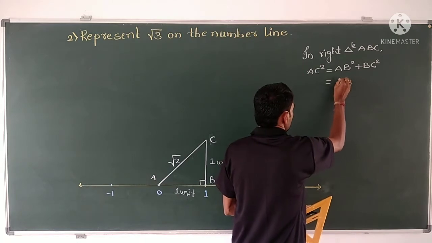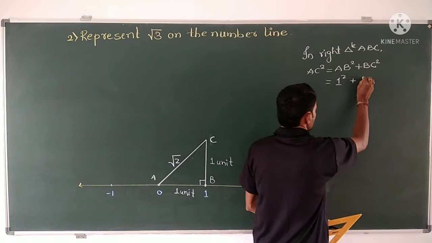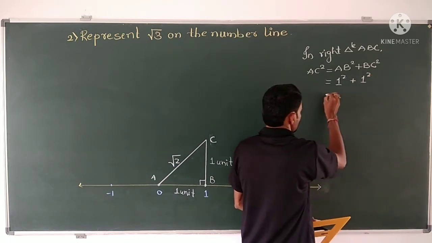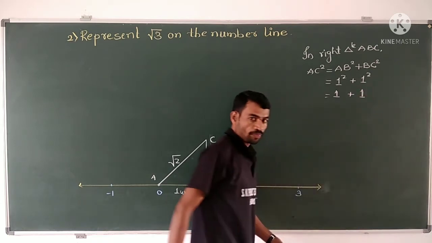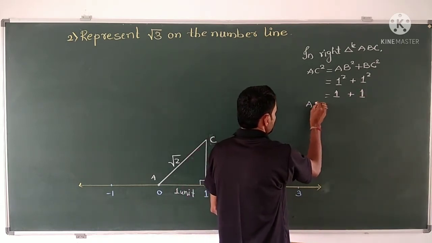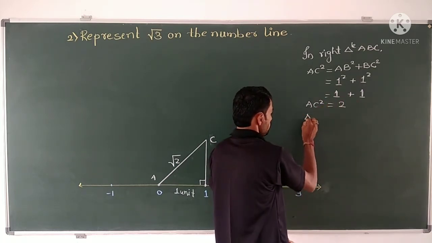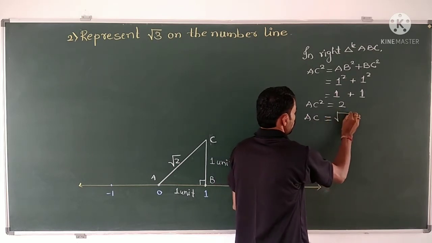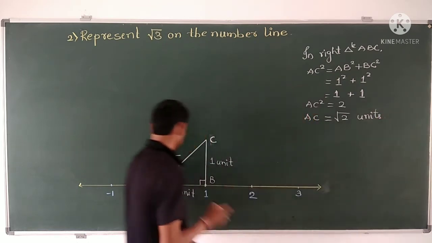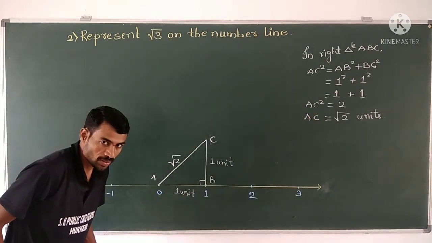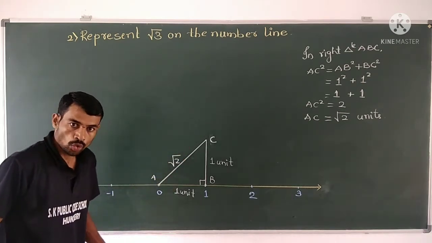So AB is 1 unit, that is 1 square, plus BC is 1 unit, that is 1 square. So 1 square is 1, plus again 1 square is also 1. Then AC square is equal to 1 plus 1, that is 2. Then AC is equal to the square root of 2 units. So the AC length we got is root 2. So we have represented root 2.